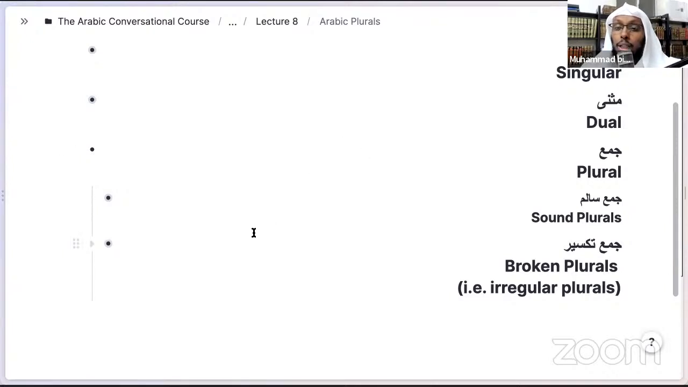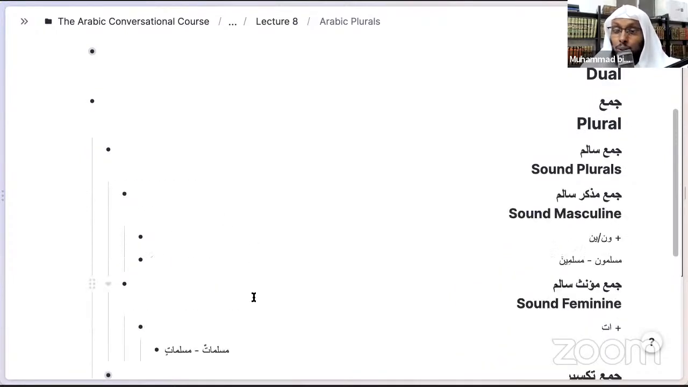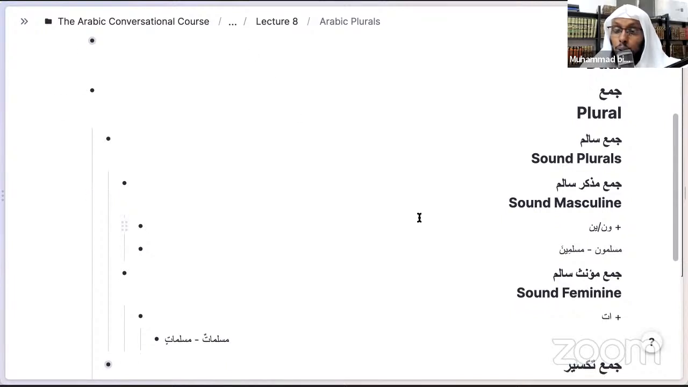So for example, we don't say كتابونا. We don't say حقيبتات. Okay? We don't say that. We don't say قلمونا. La. Normally the waw and noon or the ya and noon, which is for the sound plural, is reserved for things that have aql or rational beings such as humans. Okay, keep that in mind. طيب. So we have muslimuna and muslimina.